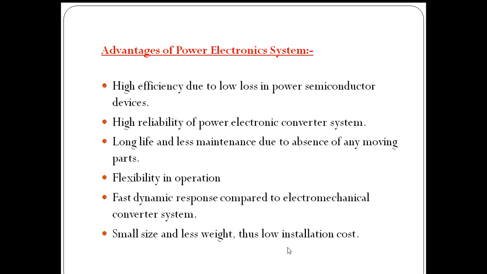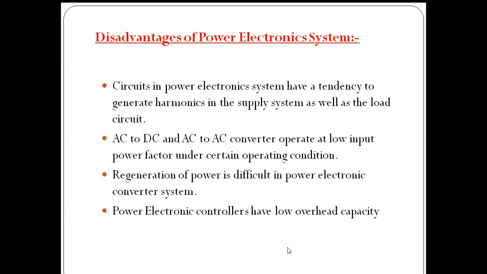In electromechanical converter systems, it will take time to produce the output because of inertia; they won't move instantaneously. But once we give a trigger signal to the device, it will operate very quickly. The operating time is very minimum, and these have very small size and less weight. Therefore, the installation cost is minimum. These are a few advantages of power electronic circuits.